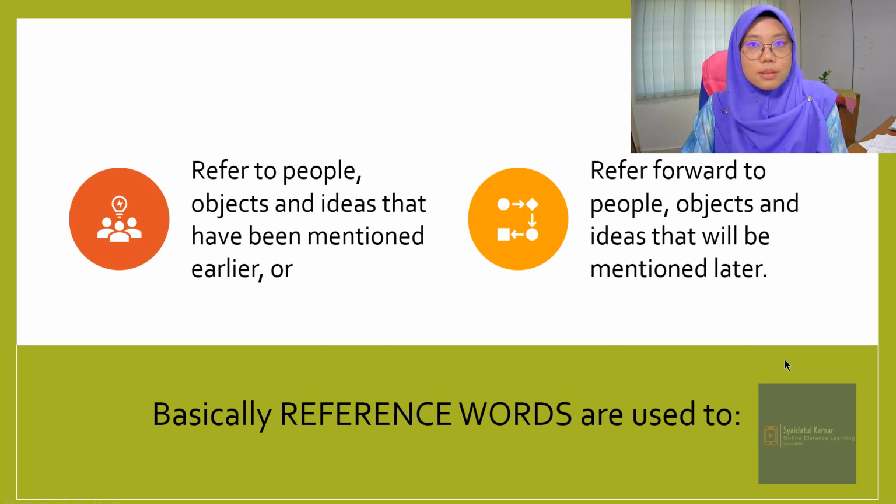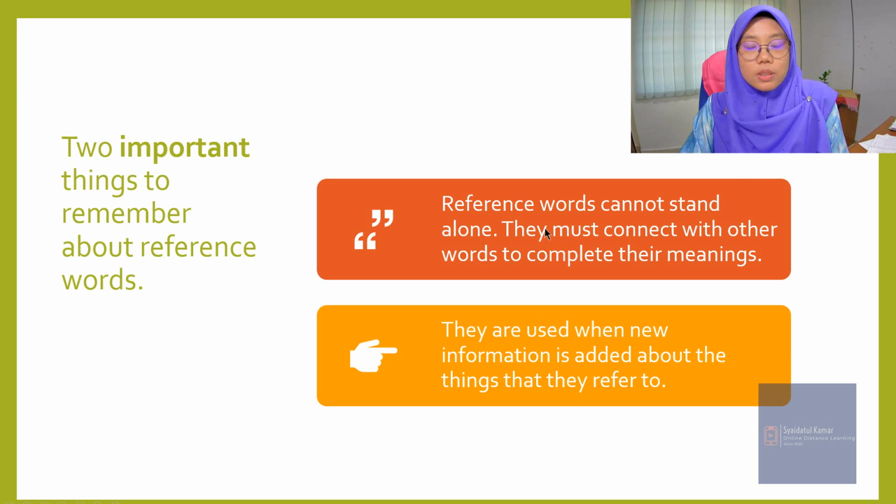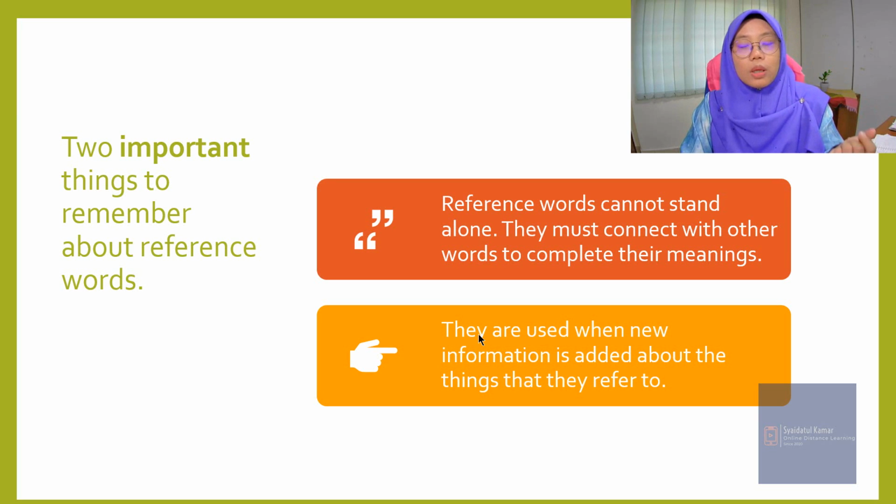Alright? Okay, next. Two important things to remember about reference words. Reference words cannot stand alone. They must connect with other words to complete their meanings, and they are used when new information is added about the things that they refer to. So sometimes when we want to talk about something, we cannot just mention the person's name, for example, all the way through. So we have to change the person's name into something else, like she or he or her. Okay, so the word her, for example, in that context refers to whom? So refers to which person. Okay, so in this sentence here, they are used when new information is added. What are they? In this case, it is reference words.